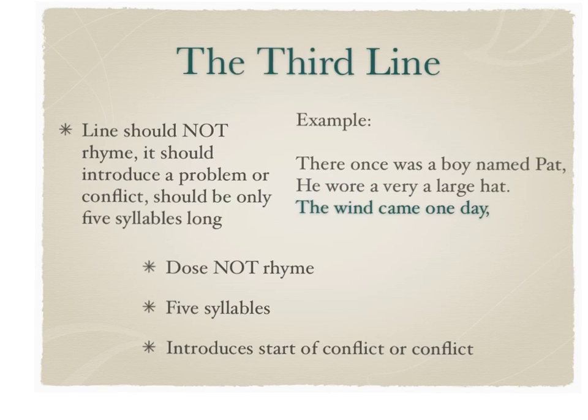The third line. This line should not rhyme with the other 2. It introduces a problem or conflict, and it should be about 5 syllables long. Example. There once was a boy named Pat. He wore a very large hat. And the third line is, the wind came one day. See how this doesn't rhyme? It shouldn't rhyme with the other 2. It also only has 5 syllables, and it starts to introduce the conflict.